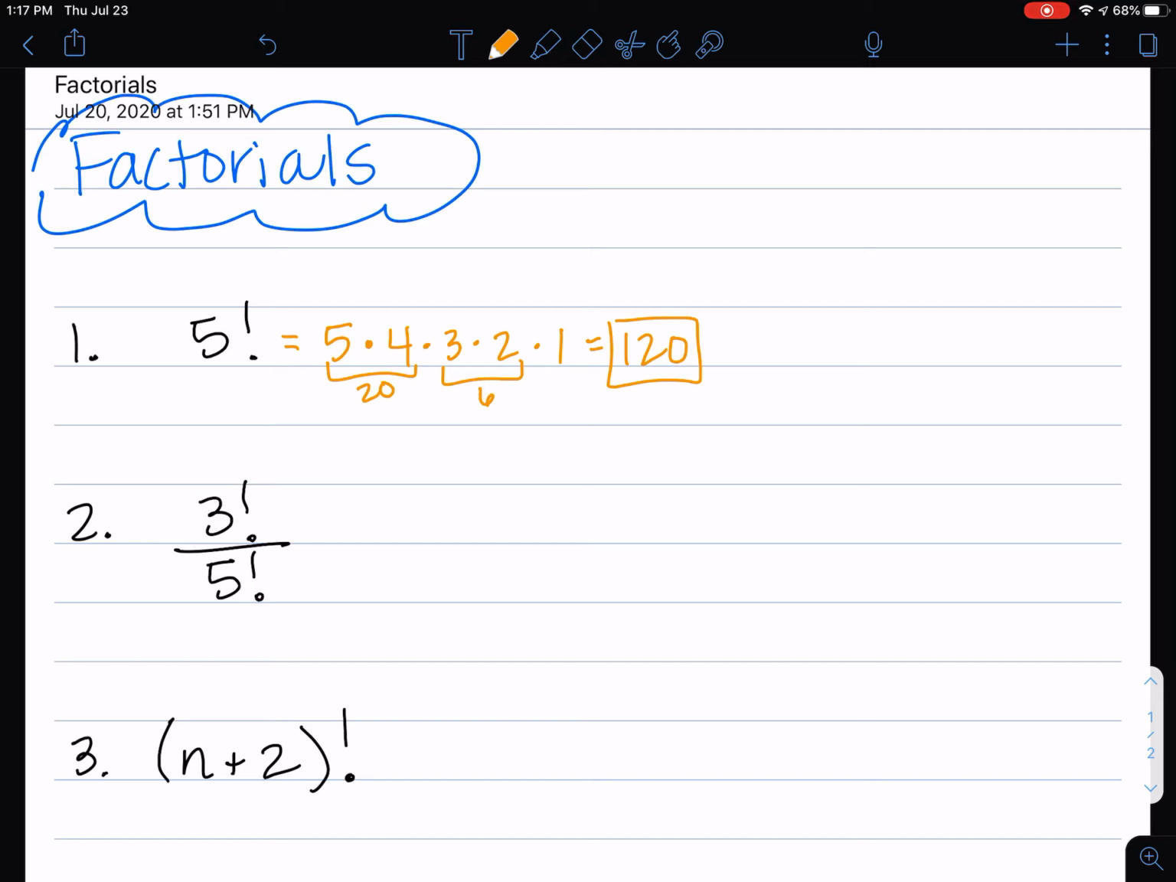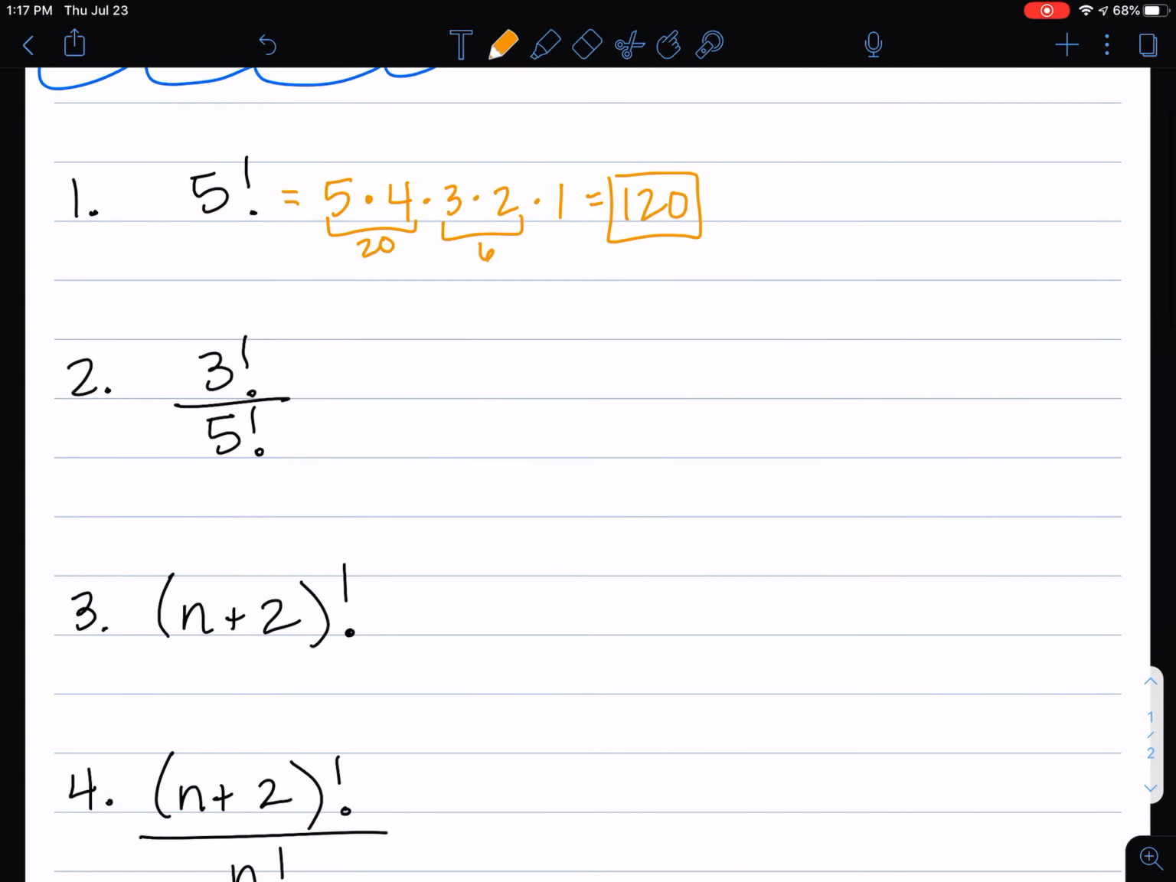Okay? So the next one, we have 3 factorial over 5 factorial. So I'm going to write this out first. So 3 times 2 times 1 divided by 5 times 4 times 3 times 2 times 1. Now, this part of it right here is technically 3 factorial, right? If I would have gone from here, that would have been 4 factorial, and so on. So just know that you can rewrite it in several different ways.